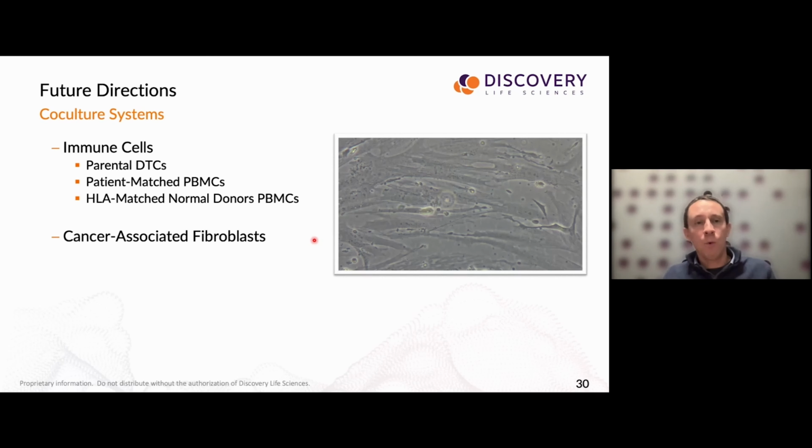And so now we really can move from having a single tumoroid to having an immune system component added either from it or from a matched donor, as well as the fibroblast component. And we're trying to basically recapitulate the tumor microenvironment as much as possible using these long-term tumoroids as our starting material.